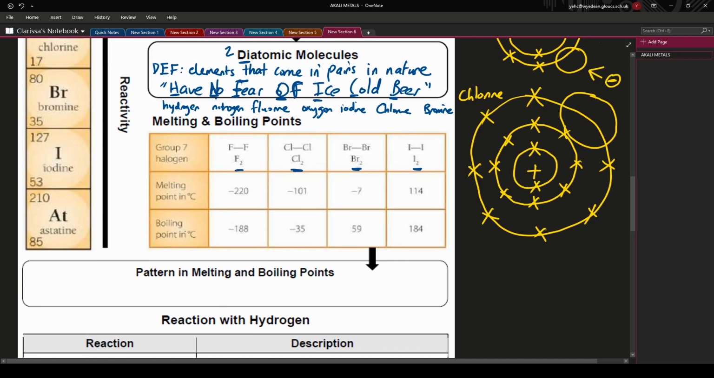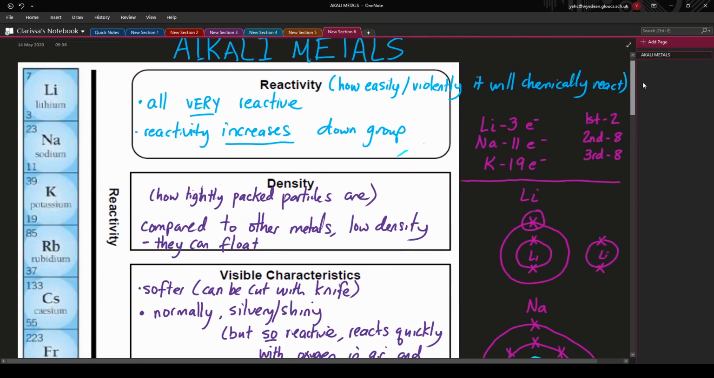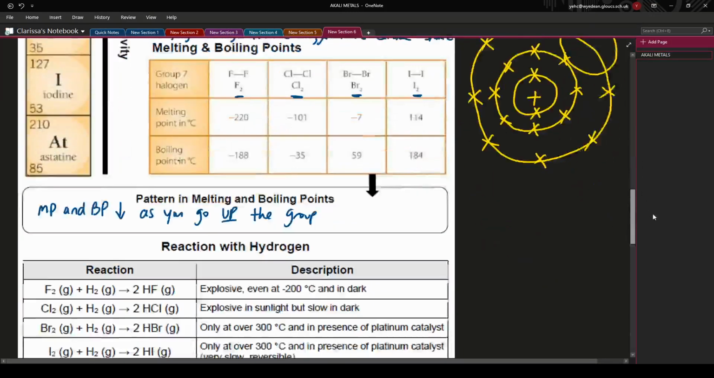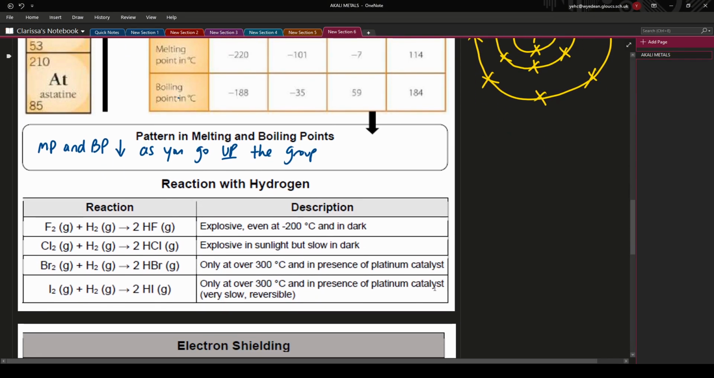So our pattern is melting point and boiling point decrease as you go up the group this time. So notice that comparison between the alkali metals and the halogens. They are opposites to each other in that way in terms of reactivity, and it's all to do with that needing to gain or lose an electron.